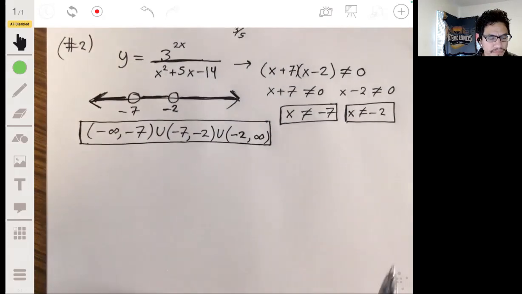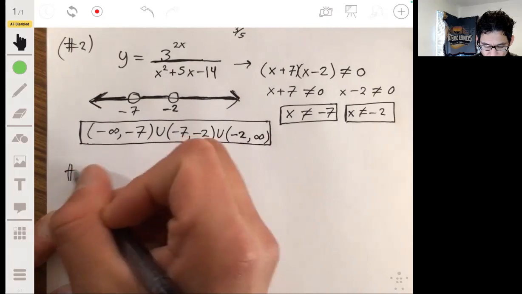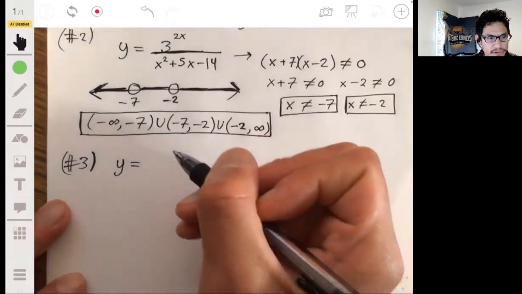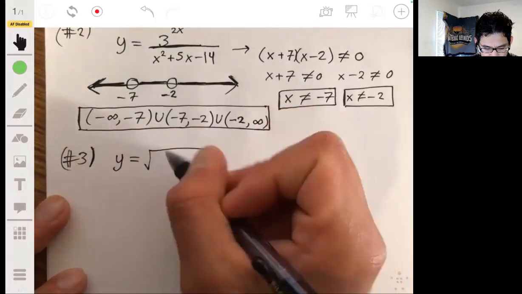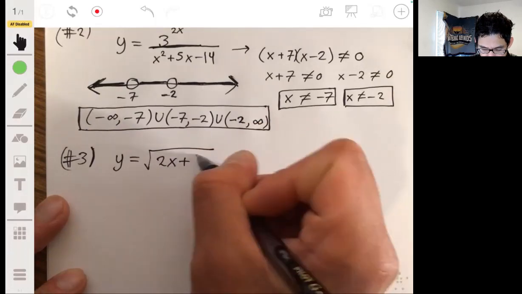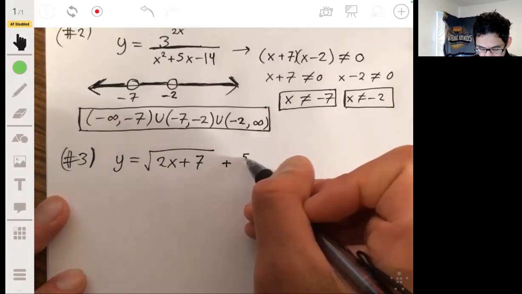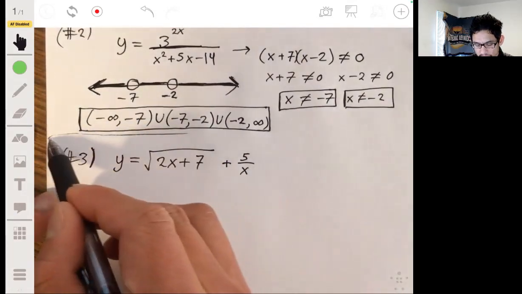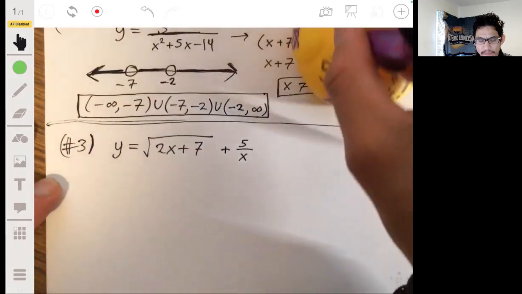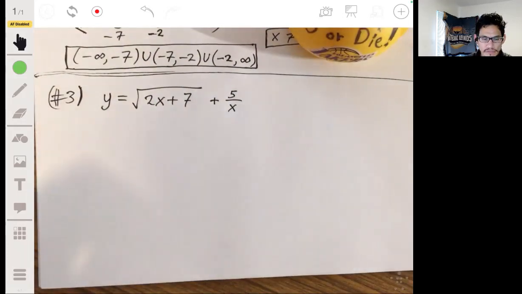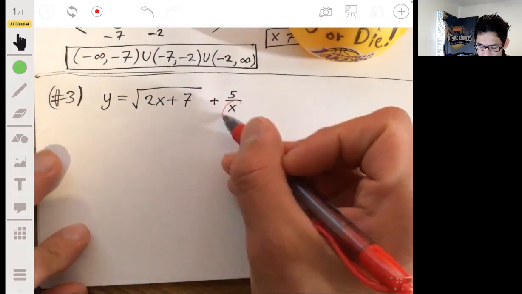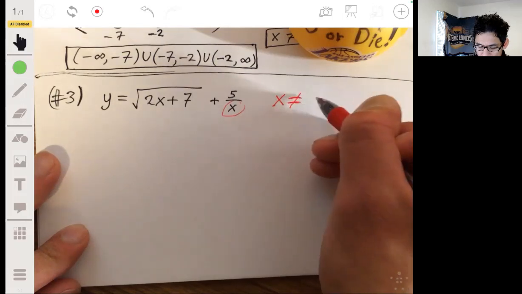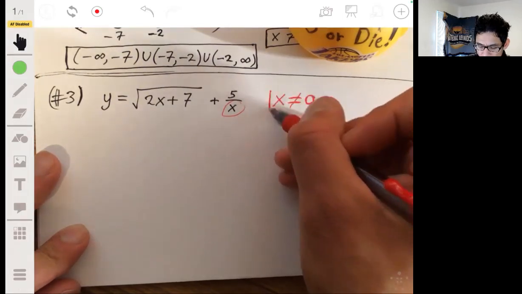Let's go through one more, where we're going to look at a radical function. We're going to have y equal to the square root of 2x plus 7, and outside of that, we're going to add 5 over x. Now, let me separate that, put some more space up there. Here, we can't let x be 0. So x can't be 0. That'll be one of the undefined values.